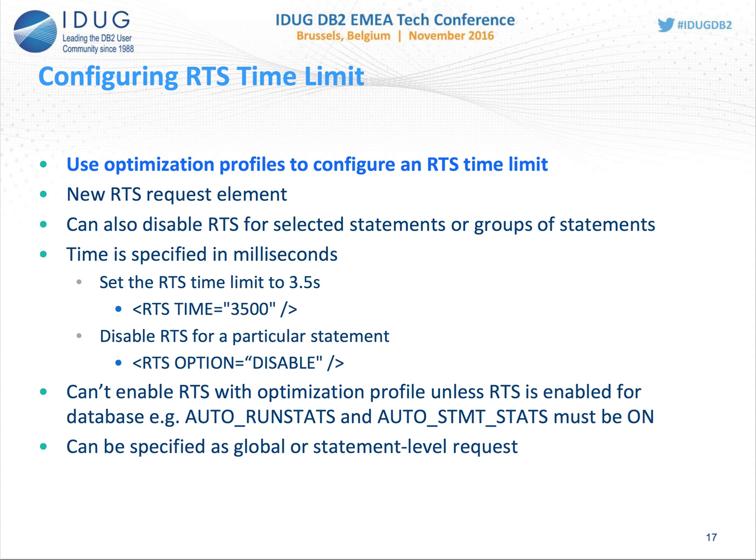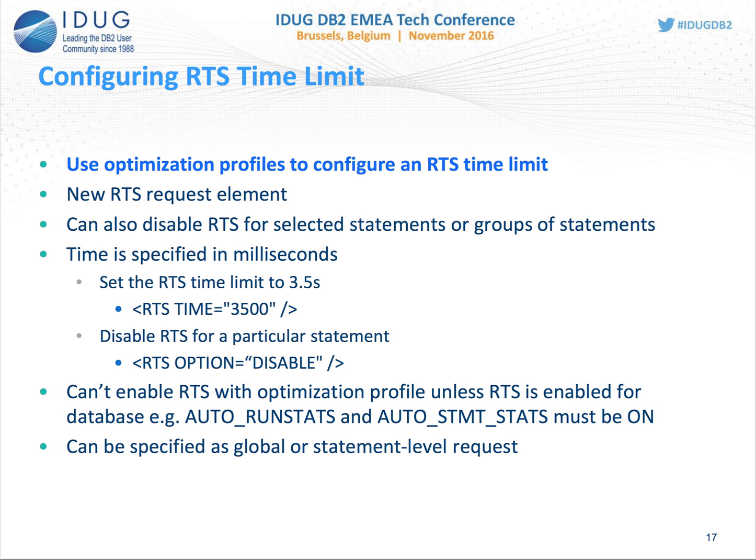So we had a question about the real-time stats taking 5 seconds during prepare time. You can control that with an optimization profile, using an element called RTS time, which is in milliseconds. You can also disable real-time stats altogether for certain statements. Again, you can just put this as a comment on the SQL statement now in version 11, and you can control it at that level if you want.